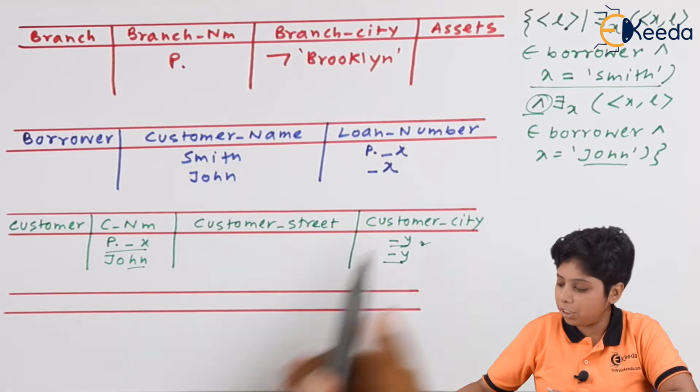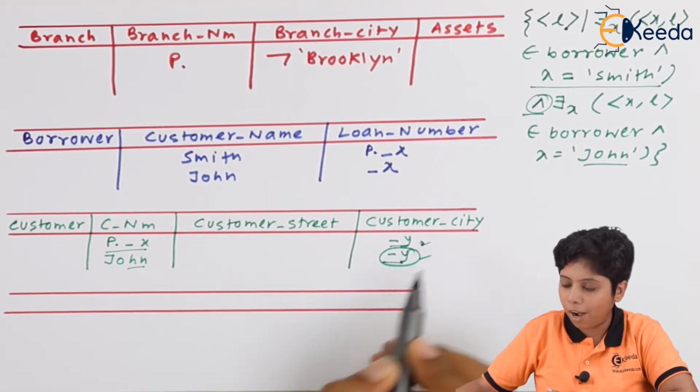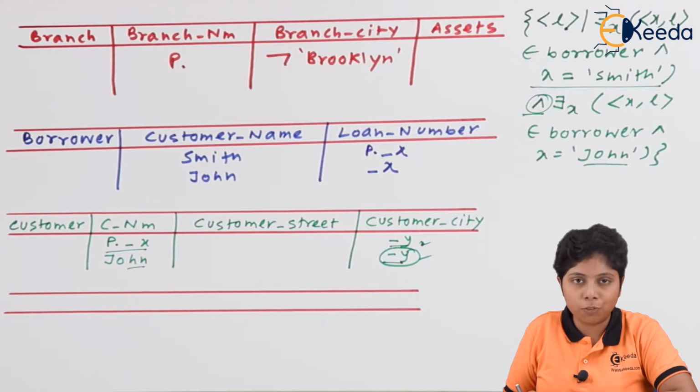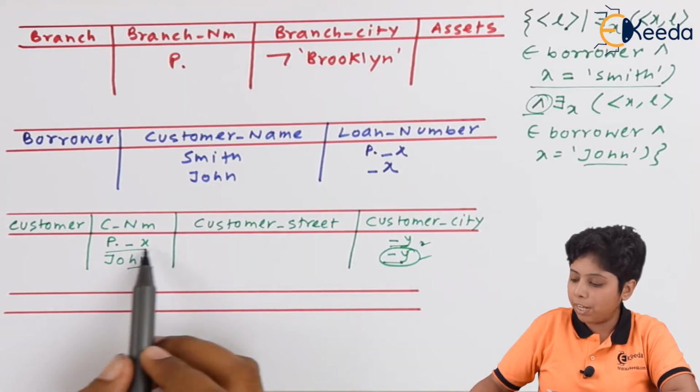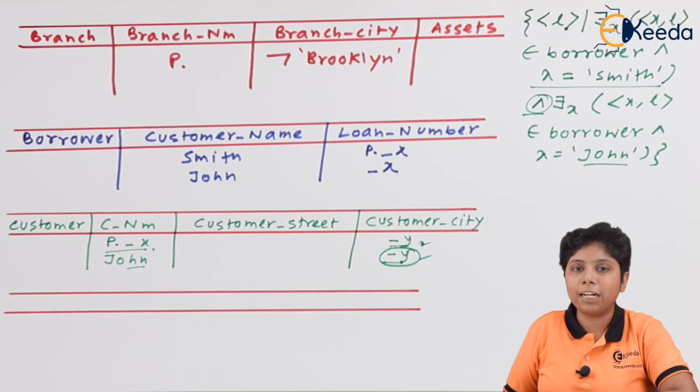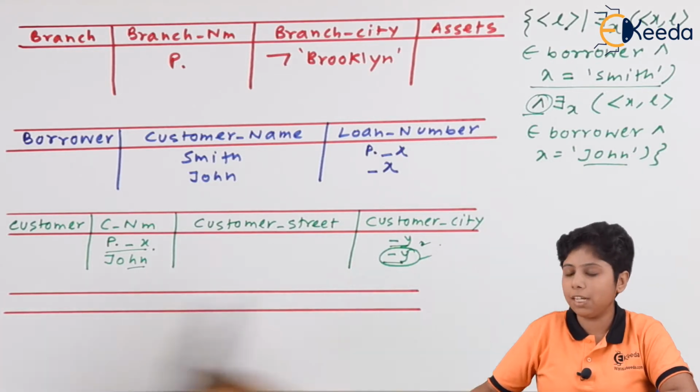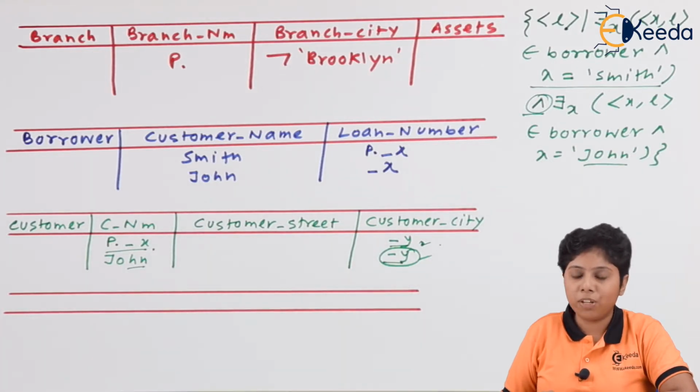So first I am fetching the variable underscore y, then with the help of that y, I will fetch all the customer names that match the customer city underscore y. So we can use two variables in a query by example like this.